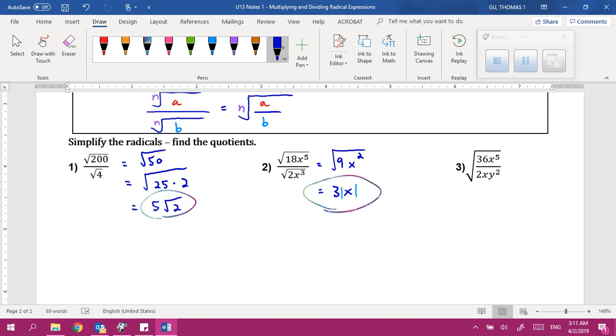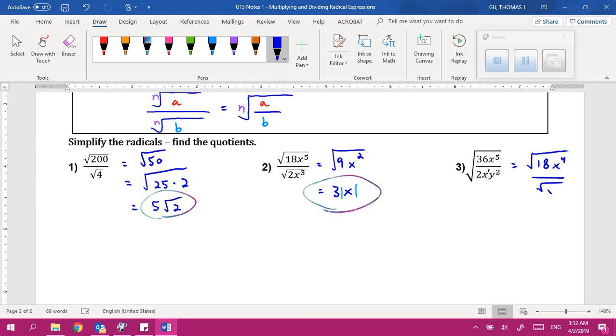Number 3, same thing, right? Oh, they already started off like this. This is the same thing as 36 divided by 2, which is going to be 18. And then x to the 5th over x. So 5 minus 1, the exponent 1 here, leaves me with x to the 4th. But then the y squared on the bottom, there's no y's on the top. So on the bottom, we're just going to leave the square root of y squared.